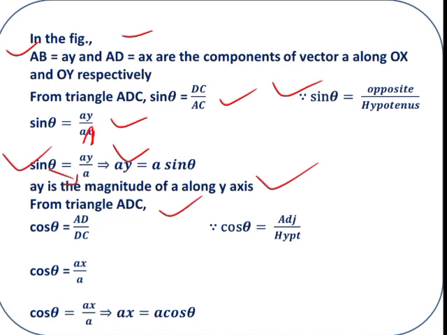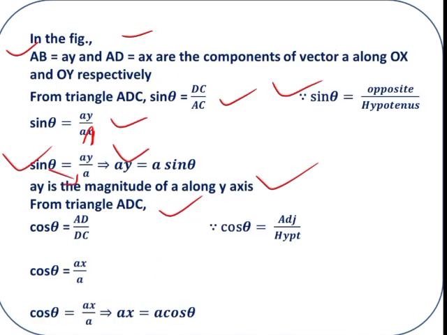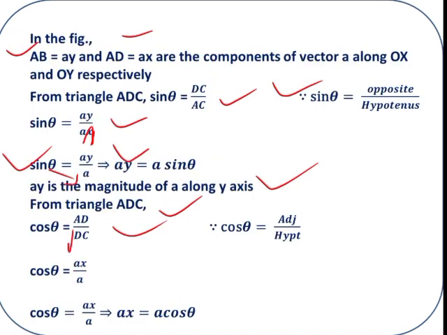From triangle ADC, what is cos theta? From the same triangle, is it not AD divided by AC? So AD by AC, not DC here, that was misprinted. So cos theta is equal to AX upon A. Substitute the value of AD, then cos theta is equal to AX upon A. Then cross multiply, and for AX, AX is equal to A cos theta.